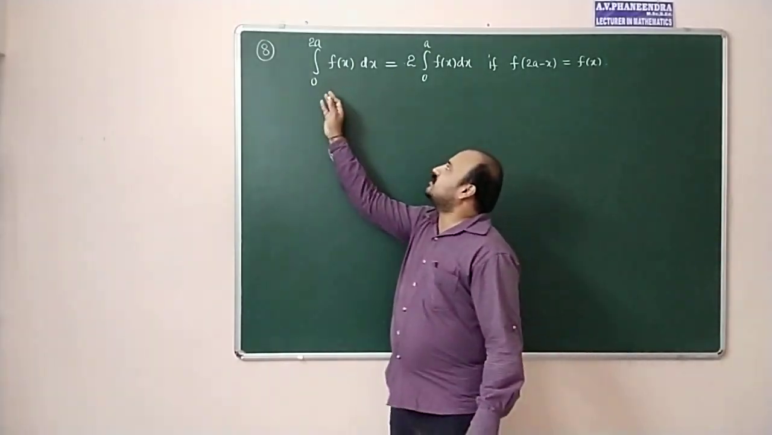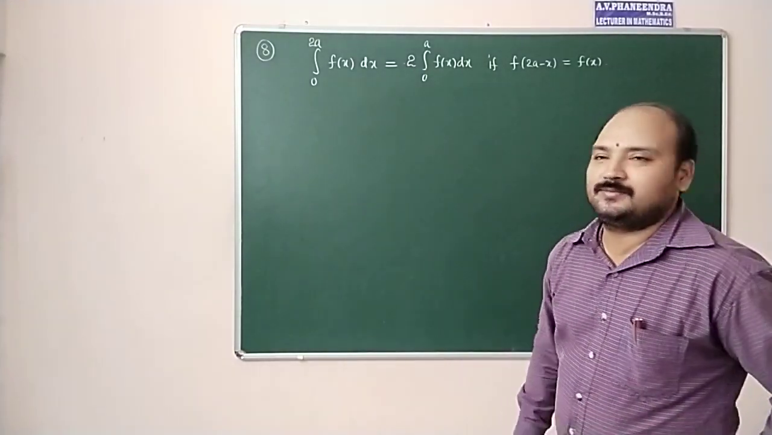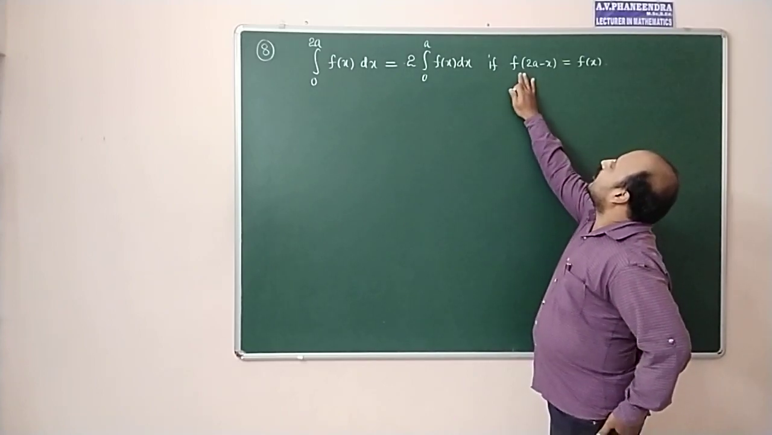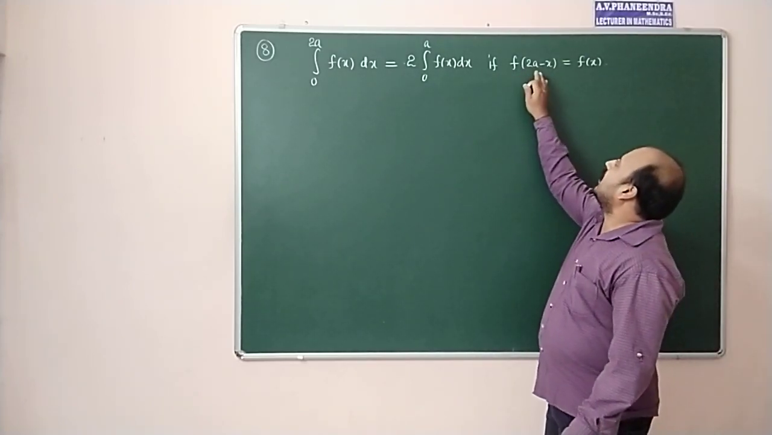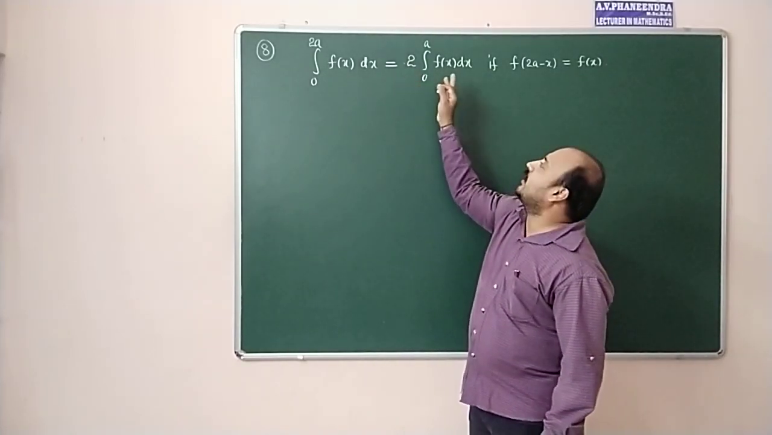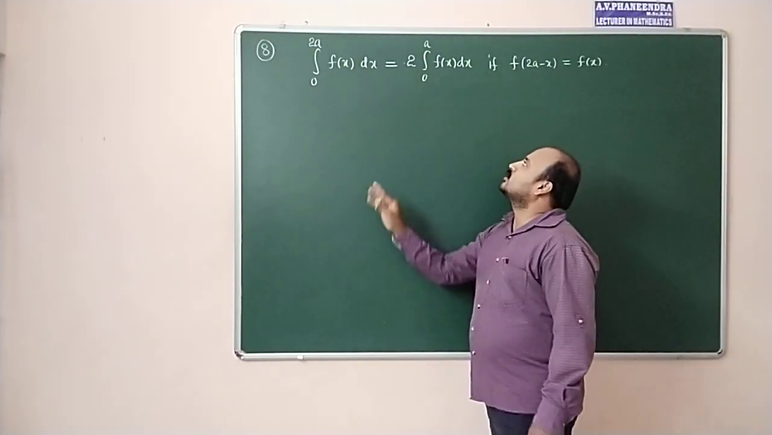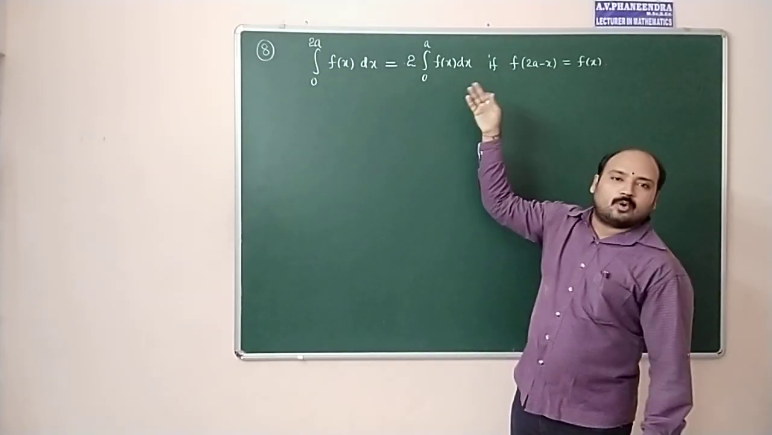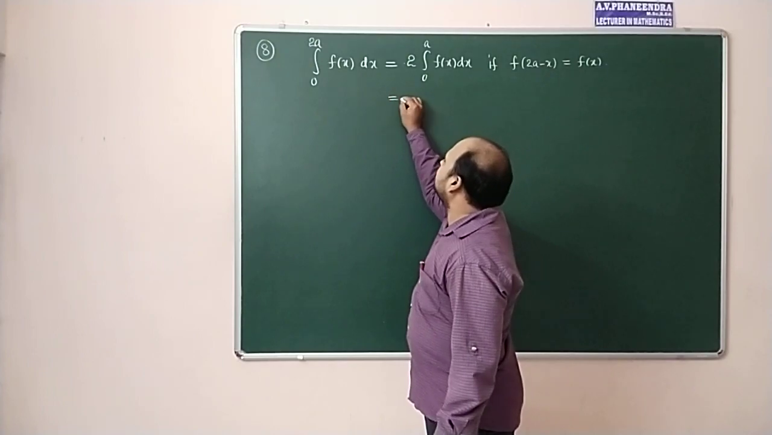Suppose integral 0 to pi. How to write that? If f of pi minus x equals f of x, then we can write it as 2 times the integral 0 to half of the upper limit, that means pi by 2. So 2 times integral 0 to pi by 2, whatever the function is available here, that function you have to write. This is the way you have to write the property. Otherwise it is equal to 0.